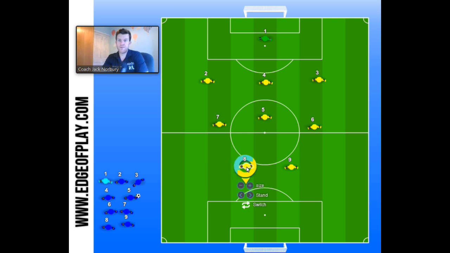And that strength of your forwards being able to work off each other, and if one drops in, the other one runs in behind.